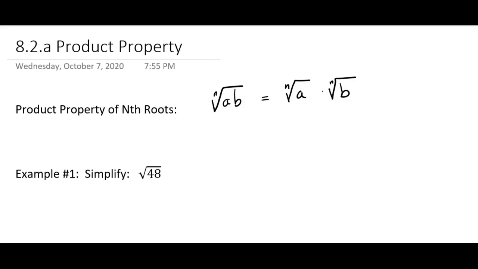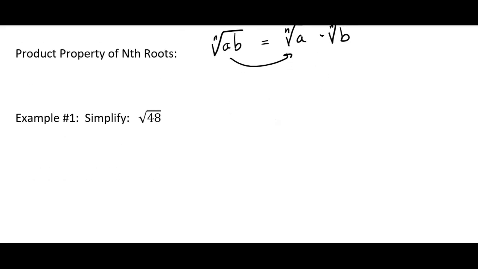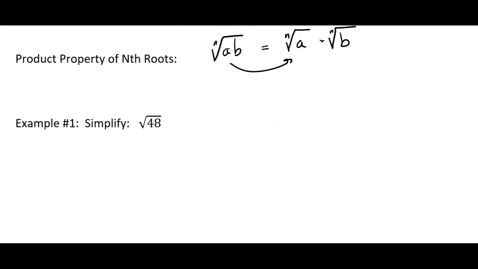So you can go from this to that, two separate ones, and multiply them together, or you can go from a multiplication and split them apart. Okay, so we're going to show you how to do this. This is a big part of when we simplify these radical expressions.